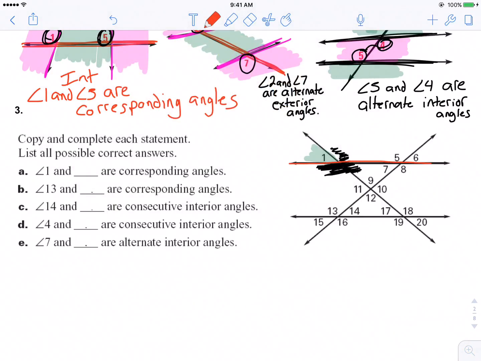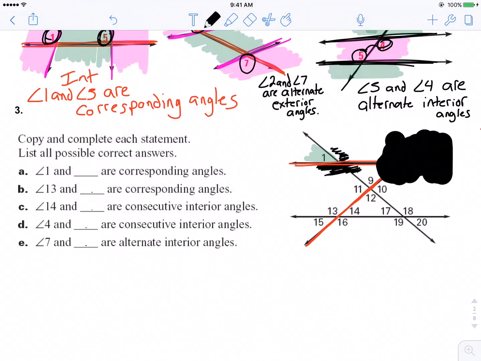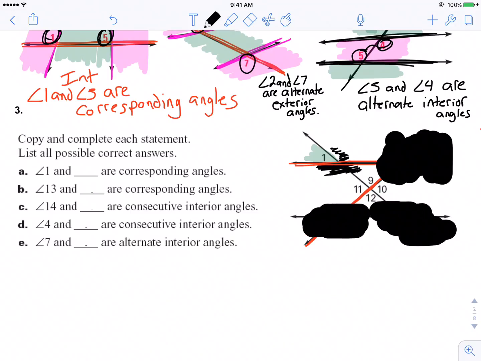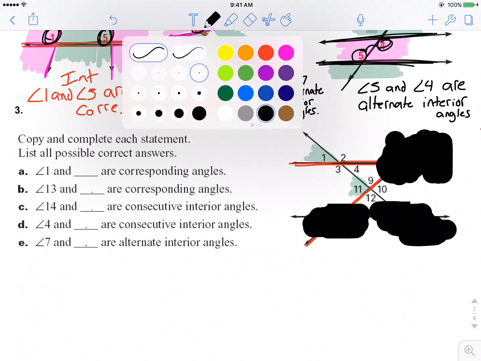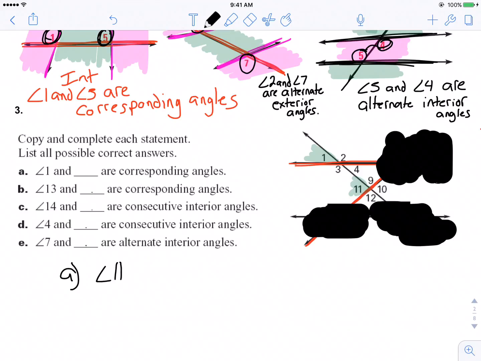What if we mark this one as our first line and this one as our second line? Now let's just ignore what's happening over here. So I'm going to kind of just cover that up, and you could cover it up with your hand. I'm going to ignore what's happening down here, and I'm going to ignore what's happening right there. I'm just going to look from kind of this upper left corner, the group that is 1, 2, 3, 4, and I'm going to match it up and find one that corresponds with group 11, 9, 10, and 12. So if one is kind of above the line to the left of the transversal, then if I go above the line to the left of the transversal, it must be 11. And so for question A, one of the answers is angle 11.